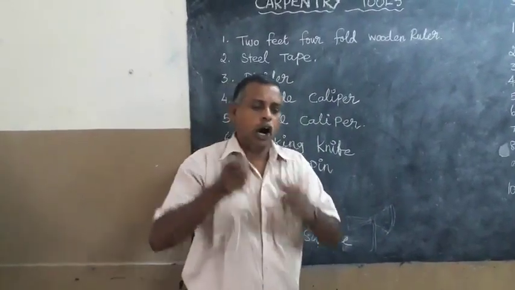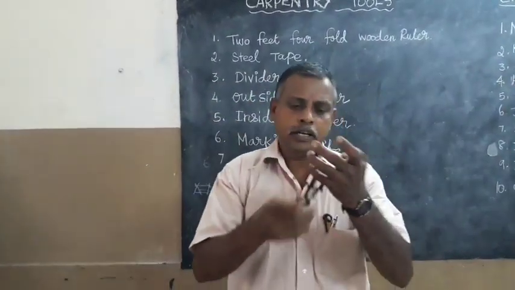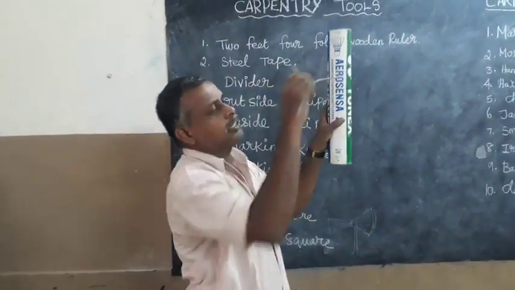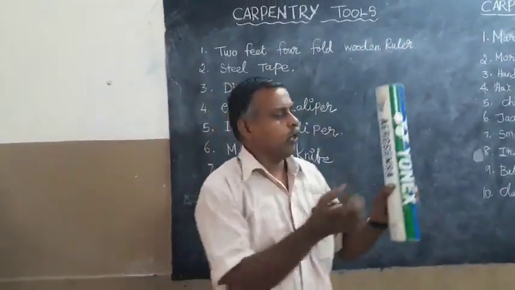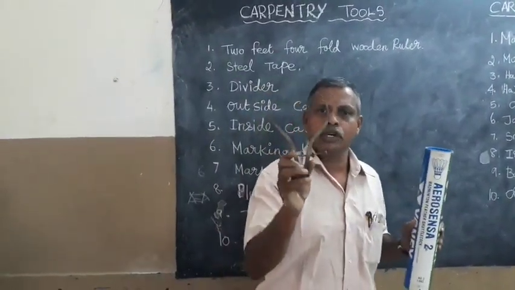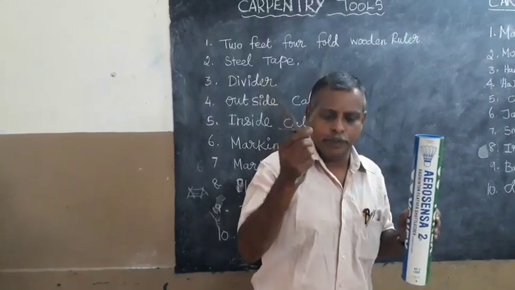Another one, the outside caliper. This is used for measuring outside circles. Here is an outside circle. This measurement you cannot take easily. How to take the measurement is very difficult, so you use that tool, the outside caliper.